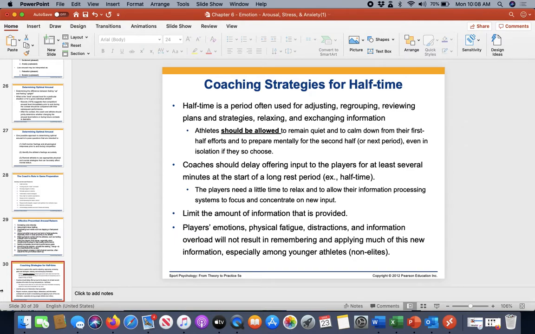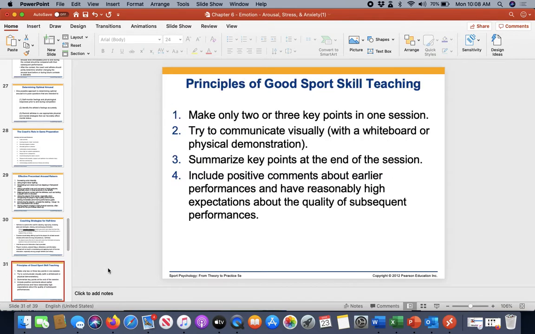So you have to be careful to avoid overload. You can't overload and overstimulate, especially younger players, but even experienced players. They need to only know little things at one time. Okay, that'll definitely help them. So what do you have to do? Two or three key points.